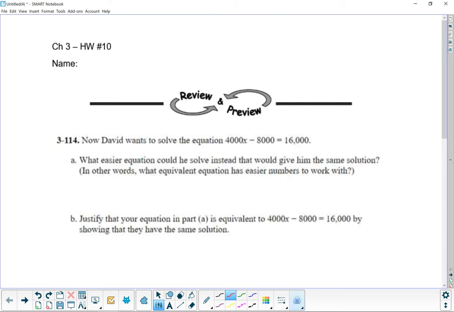So you see how all these are in the thousands? You can actually divide each of them by 1,000, which means that you just basically erase the zeros, or 3 zeros at least. So now you have 4 divided by 1, x, 8 divided by 1, and 16 divided by 1.